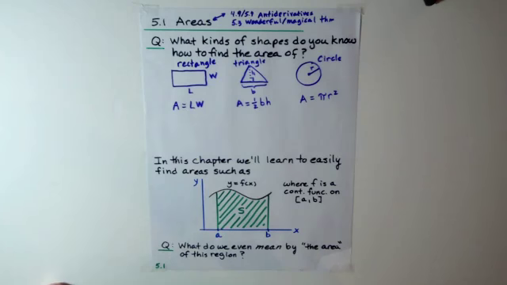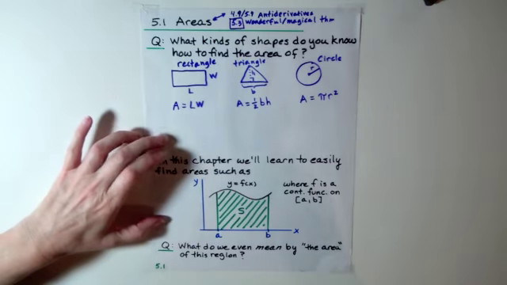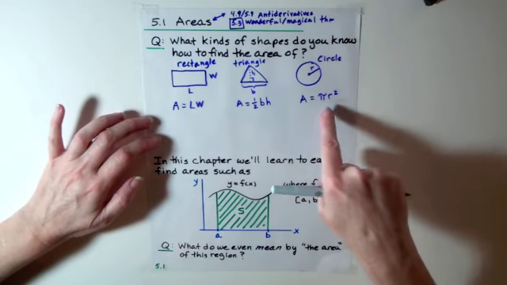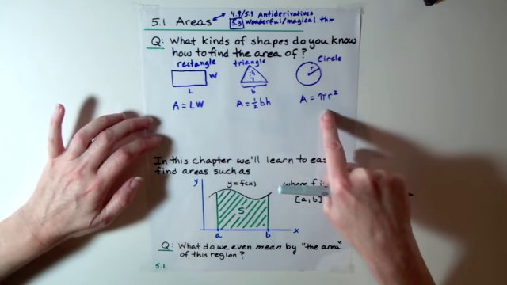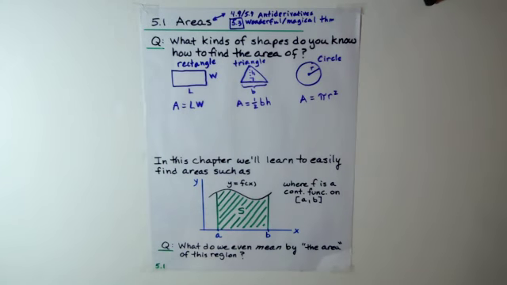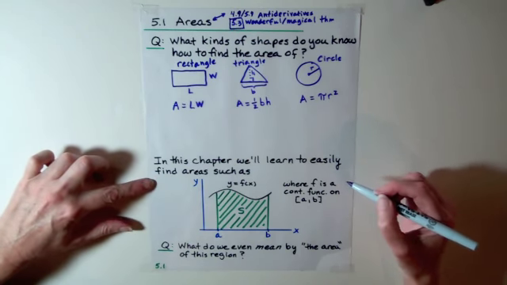Well, it turns out by the time we get through section 5.3 that is coming up next, you will go from knowing how to find the area of 3 shapes to knowing how to find the area of an infinite number of different shapes. So you're going to expand by a factor of infinity the number of things you know how to find the area of. So how cool is that? That's really fantastic.